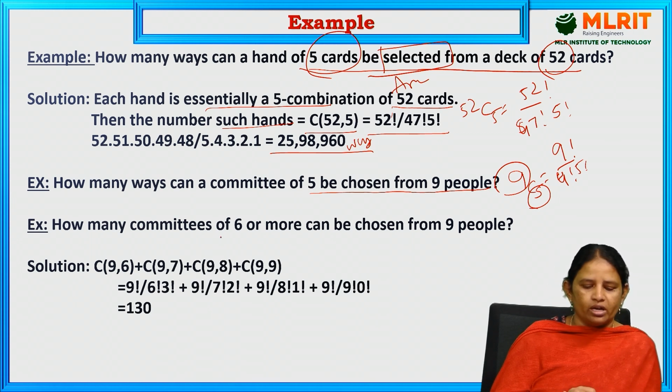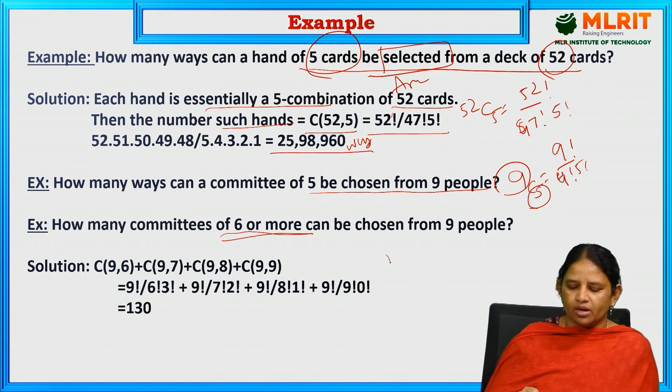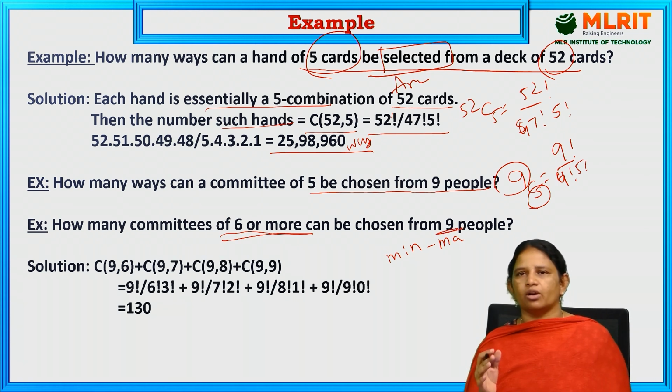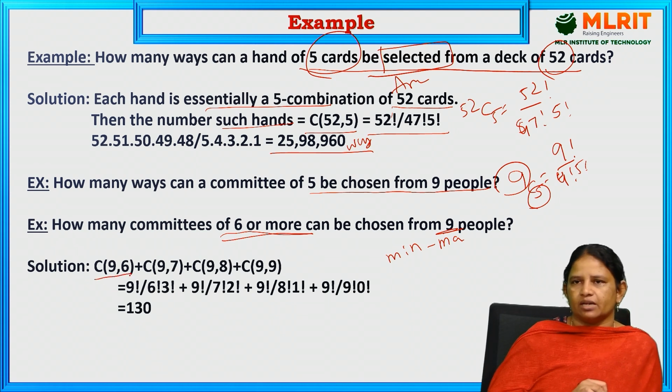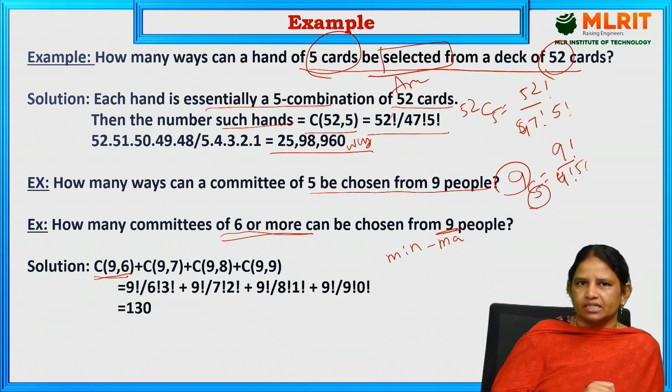Then how many ways can a committee of 6 or more be formed? 6 or more means minimum 6, and maximum up to 9 only, because out of 9 only we have to arrange. That is 9C6. That means out of 9 you can select 6 people, or 7 people, or 8 people, or all 9 people. That is 9C6 plus 9C7 plus 9C8 plus 9C9.